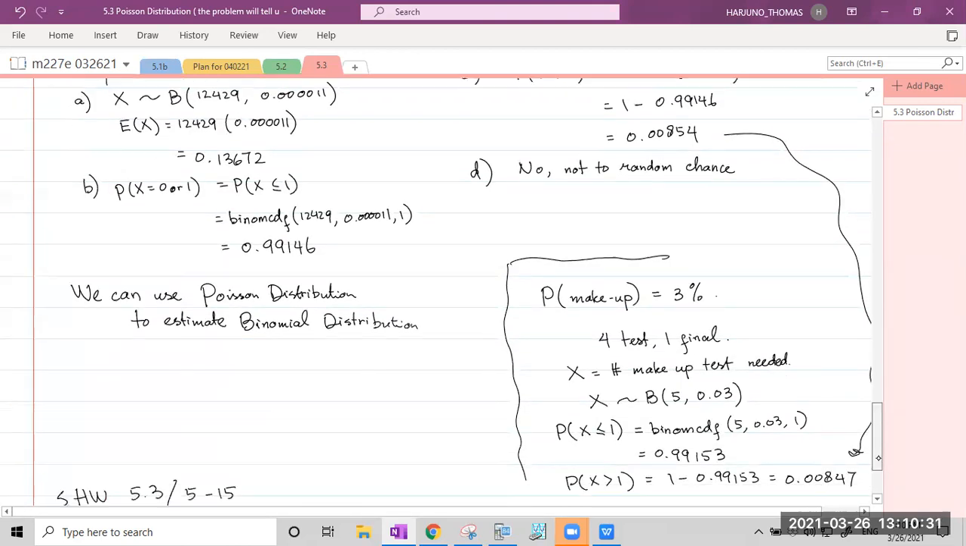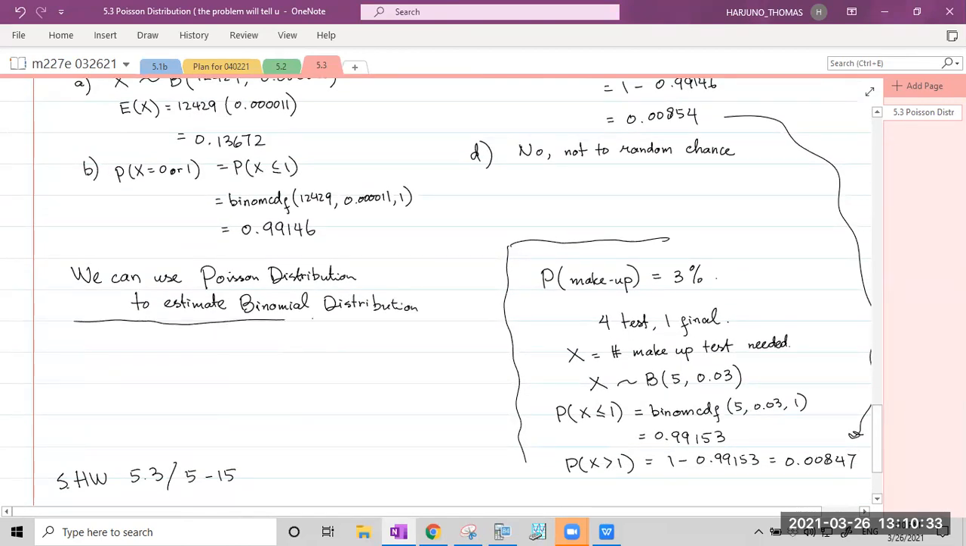Okay, here's the thing. Let me redo this problem, but this time I use Poisson distribution. They tell us that the p is 0.000011, right? And the number of people there is 12,429. So the expected number of people having this, according to binomial distribution, is 0.13672 among 12,429 children.